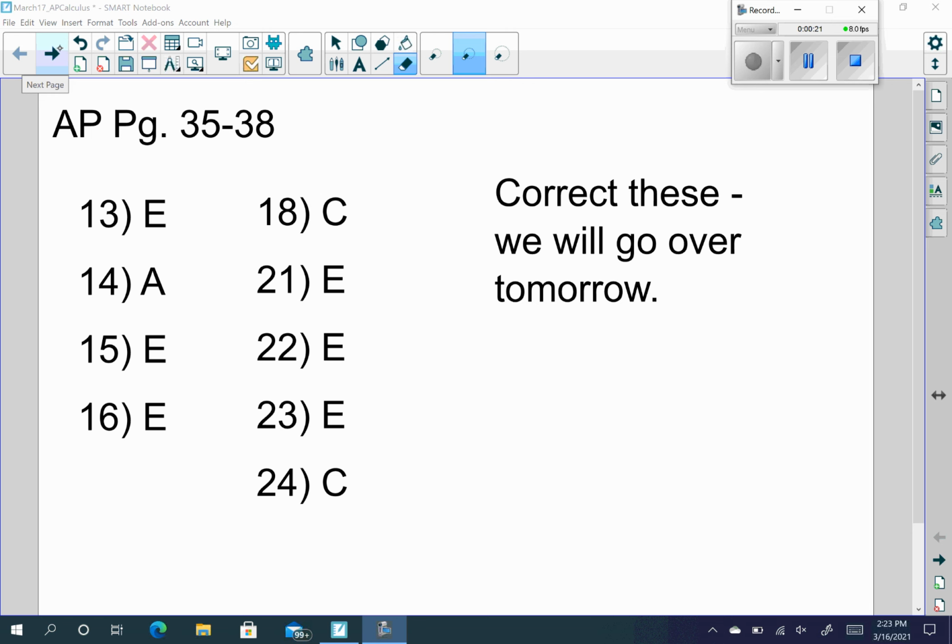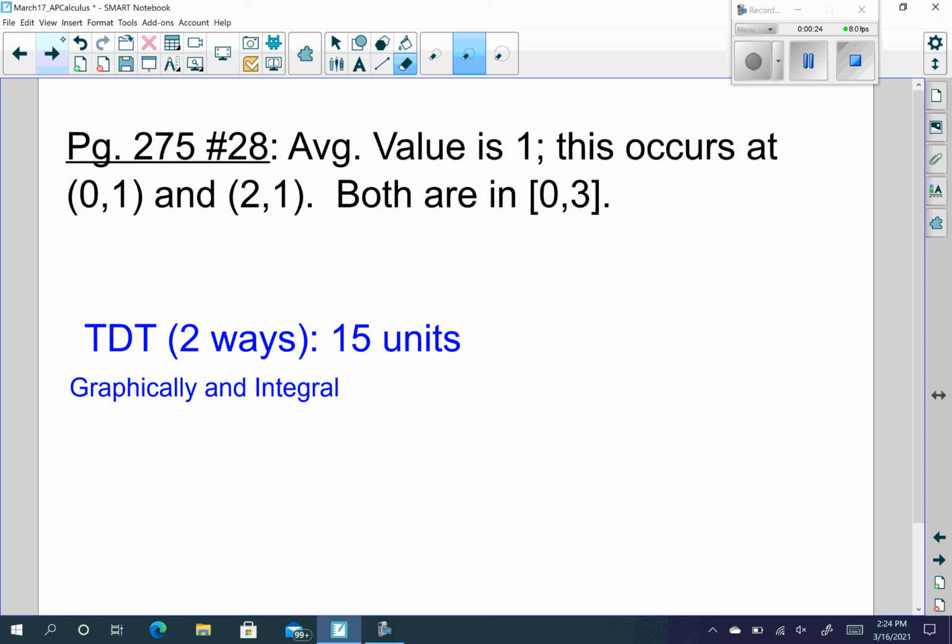Now yesterday I did post a PDF, not a solutions video, but I had all the answers to what I assigned Monday aside from the AP page 170 number 4. I will go over that later in the week. So if you have any questions over that, please let me know.